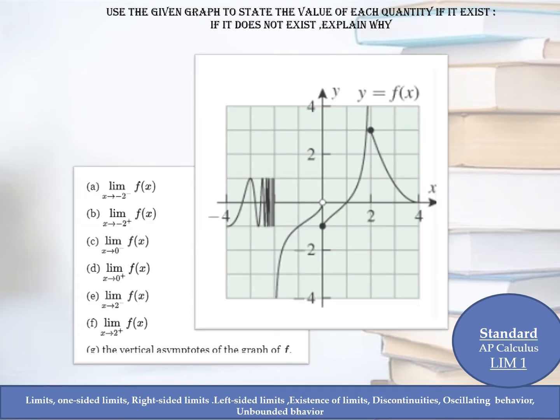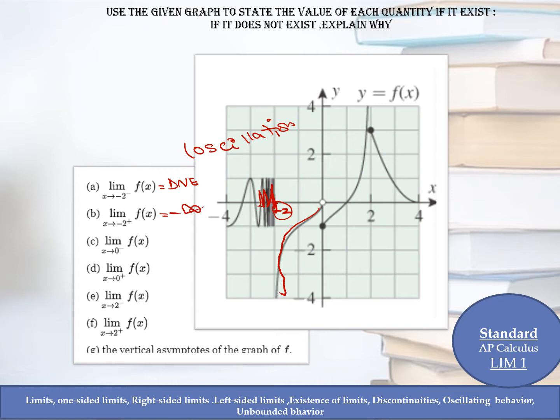So the first part says read the limit when x approaches to -2 from the left hand side. So this is -2. You see there the lines are oscillating from the left hand side. So you will say does not exist because of oscillation or oscillating behavior. Now -2 from the right side. The line is coming towards the -2 from the right side and it is decreasing without the bound. So you will say that is equals to negative infinity.